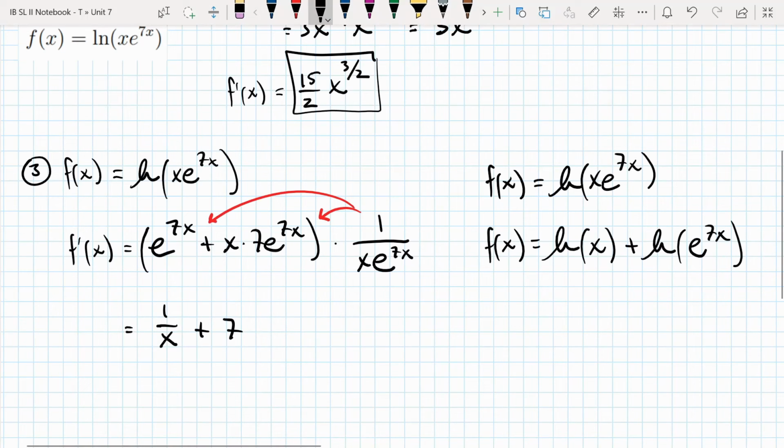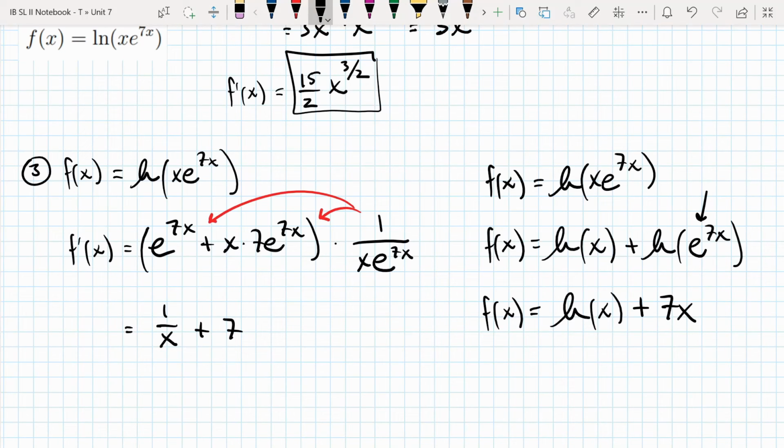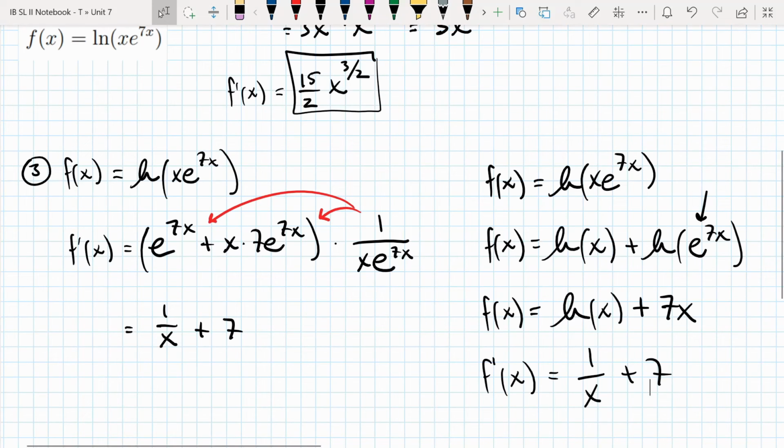Well, this right here just becomes 7x, plus 7x, because the natural log and Euler's number e are inverse functions of each other, and so they cancel each other out. Now the derivative of this just becomes 1 over x plus 7. Same thing as we did, same answer as we got over here. Okay, just a different method.